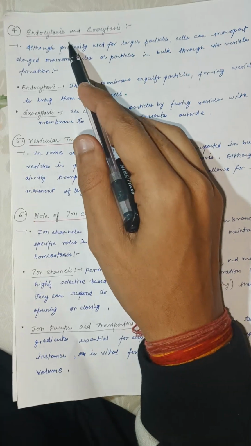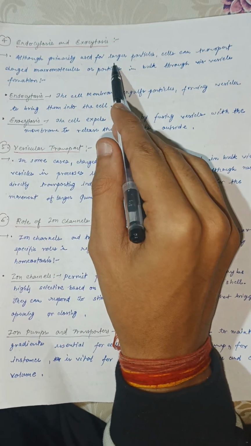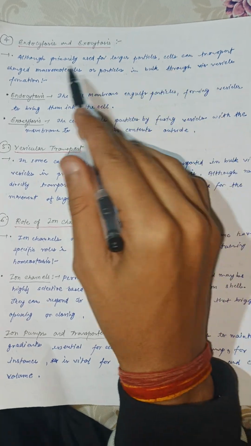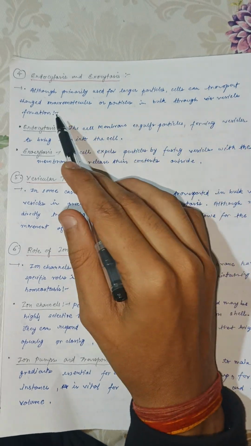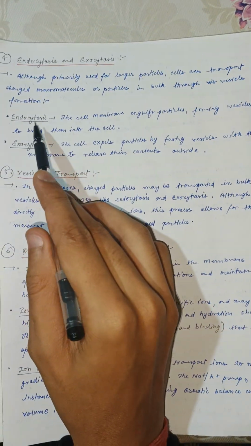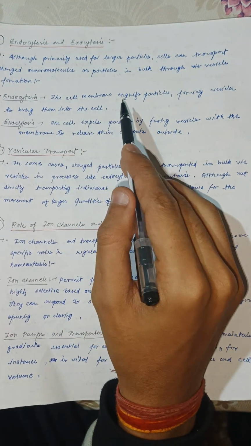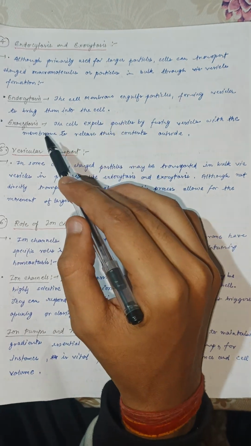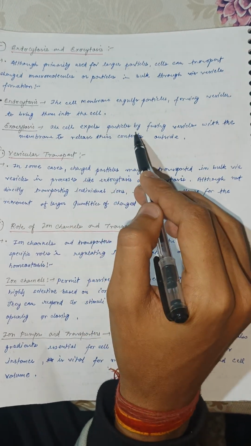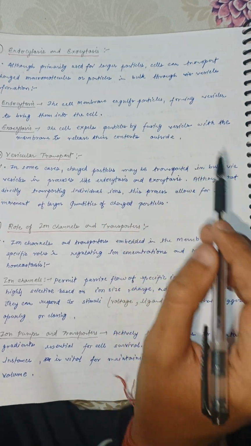Fourth one is endocytosis and exocytosis. Although primarily used for larger particles, cells can transport charged macromolecules or particles in bulk through vesicle formation. It's two types: endocytosis and exocytosis. In endocytosis, the cell membrane engulfs particles, forming vesicles to bring them into the cell. And in exocytosis, the cell expels particles by fusing vesicles with the membrane to release their contents outside.